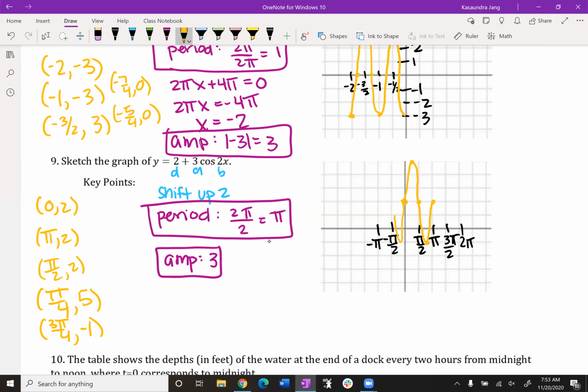Oh my goodness, my drawing is terrible. You get the idea. It would just repeat the same thing on both sides. So that was just one cycle, one period.